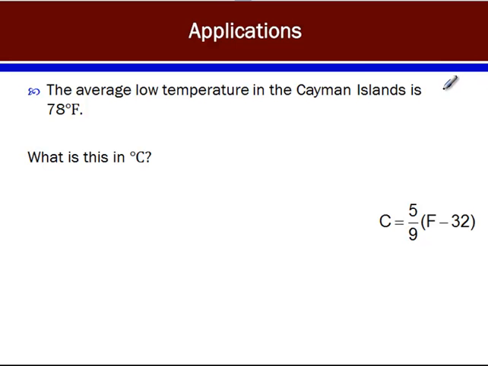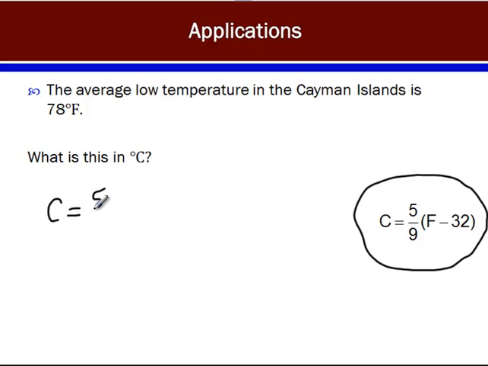In this case, we're going to be given a Fahrenheit temperature measurement, and we're going to change it to Celsius. The average low temperature in the Cayman Islands is 78 degrees Fahrenheit. What is this in degrees Celsius? We have our formula, and we're going to substitute what we know, which is that we've got 78 degrees Fahrenheit.